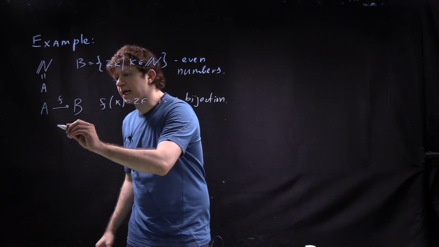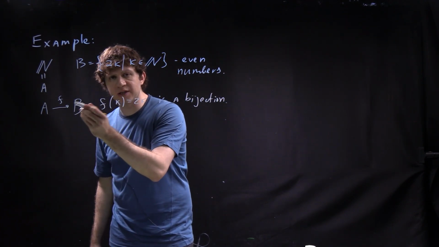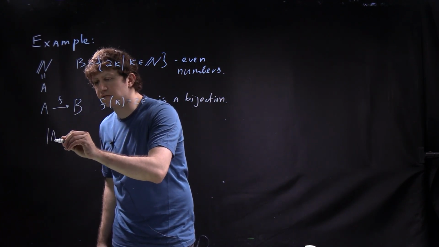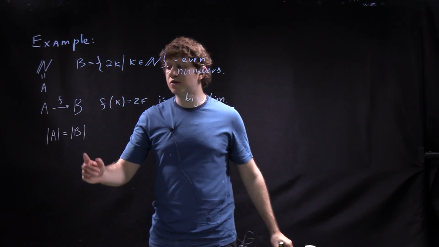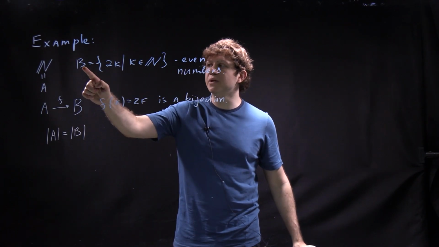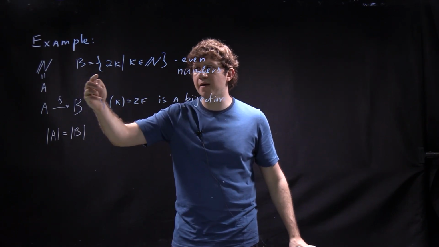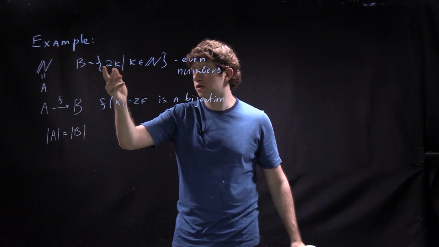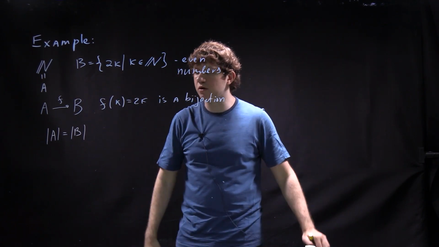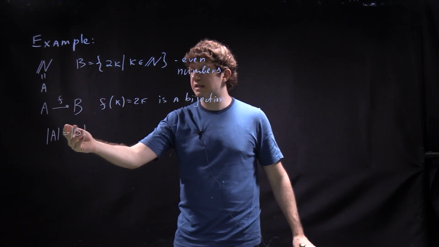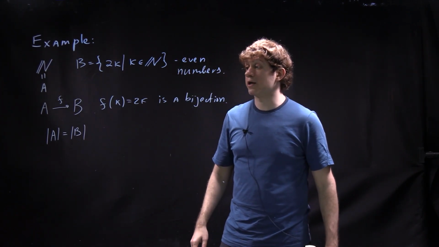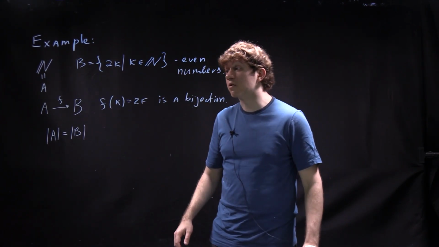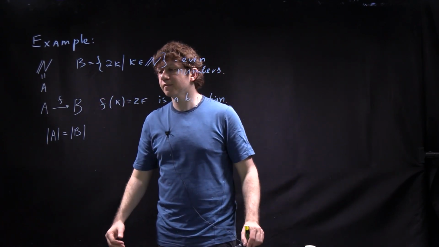So when there is a bijection between two sets, we say that the cardinality of A equals the cardinality of B. And it's true despite the fact that B seems to be smaller than A, because B consists of even numbers, so it looks like it's twice smaller. But from the point of view of this kind of size of sets, that's not true actually. They are in a bijection, so the number of elements there is the same.